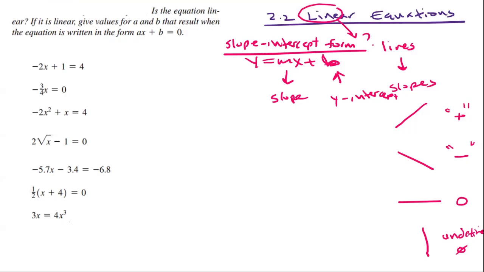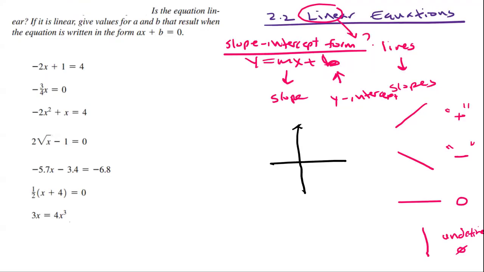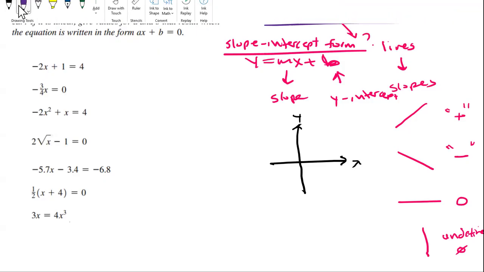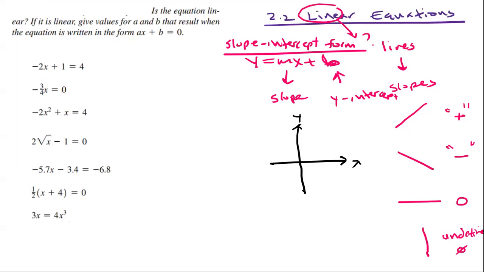For the y-intercept, you have an x and y axis. Here's our y-axis, here's our x-axis. Where the line crosses the y-axis, that's going to be your y-intercept. If I have a line right there, where it crosses is my y-intercept. It's where it's intersecting the y-axis. That's what it literally means. So if we analyze y equals mx plus b, what do you notice about the x?